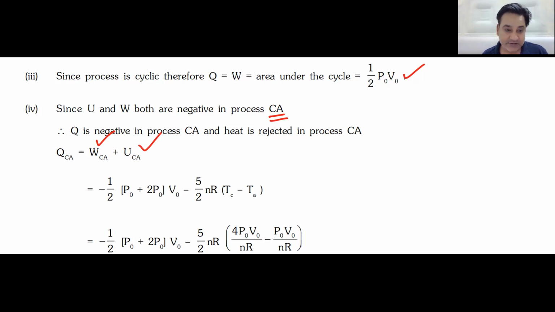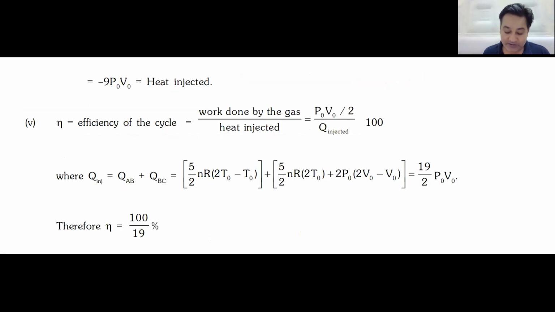Once you have the heat rejected, and it will always come as negative, then you can calculate the efficiency of the cycle. Efficiency of the cycle is work done divided by heat input. Yes. You know work done, you know heat rejected, you can find out the heat input. Yes or no? Yes, sir. Efficiency is going to come like this.